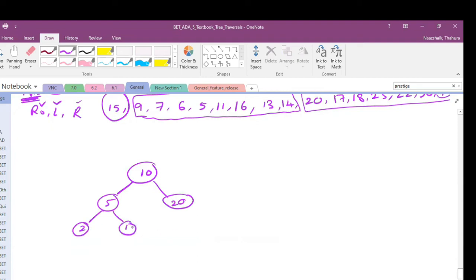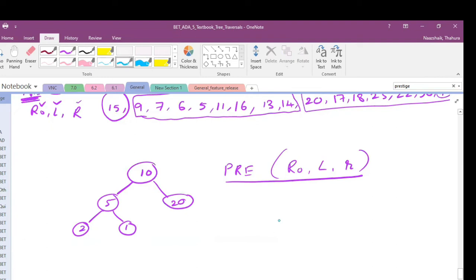Okay, can you give me the preorder traversal? Every time you write this, it is root, left, and right. So how will you do it? First, which one will you visit?